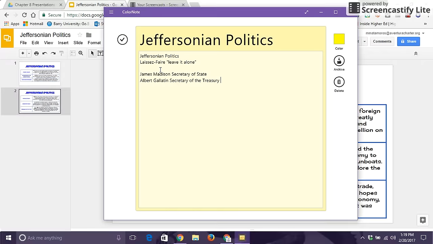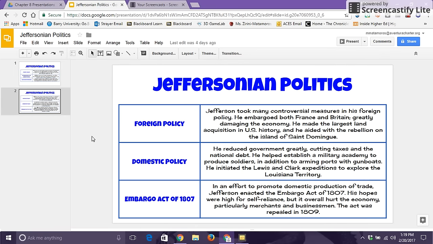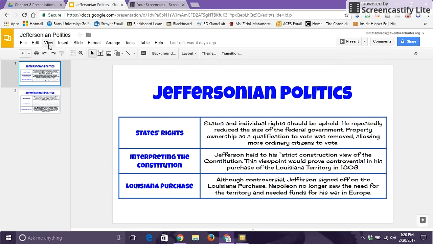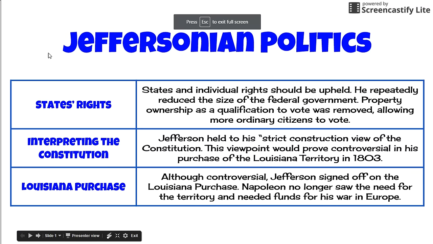And one of the reasons that he's actually able to implement all of these policies is because Congress is now a Democratic Republican majority Congress. So it's all people from his party that are the majority in Congress. So he's able to get a lot of these acts approved by Congress. So let me go ahead and make this larger now as we start to talk a little bit about the different things in Jeffersonian politics.